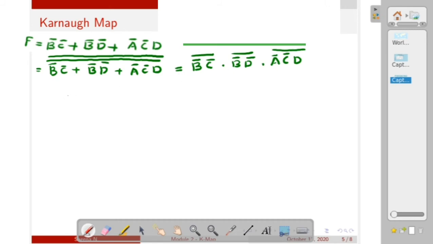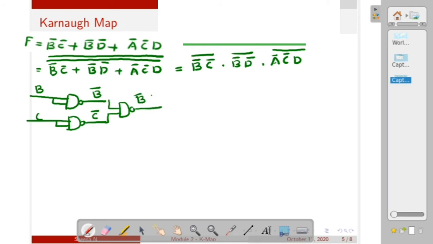Okay, first we have a B input that is given to a NAND gate. Here we get B bar. Similarly, C is given to another NAND gate, and here we get C bar, because here the inputs are connected together. So these two are NANDed together. We get B bar C bar whole bar.